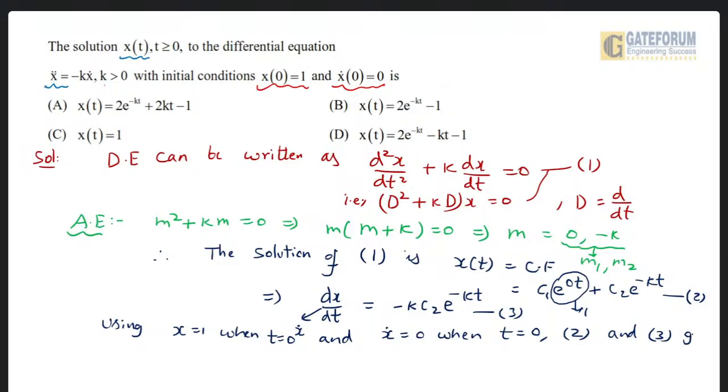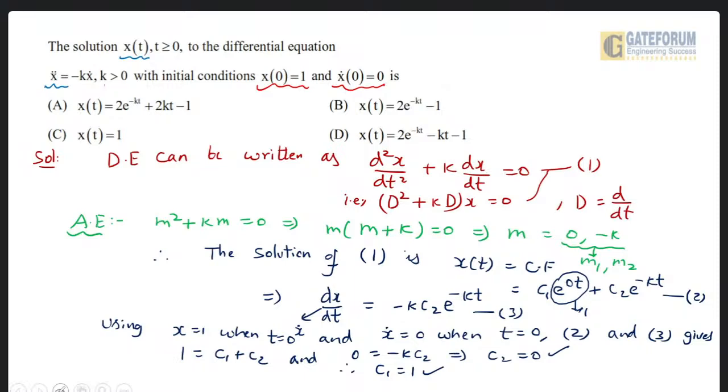Equations 2 and 3 give: x value 1 means x of 0. So 1 is equal to c1 e power 0, e power 0 value 1, c1 plus c2, you will be getting 1. And dx by dt, that is x dot of t at t is equal to 0, x dot 0 is given 0. So 0 is equal to minus k c2, e power 0 again 1. From this, c2 value 0. Therefore, c1 value 1. These arbitrary constants have now become fixed constants: c1 is 1, c2 is 0.